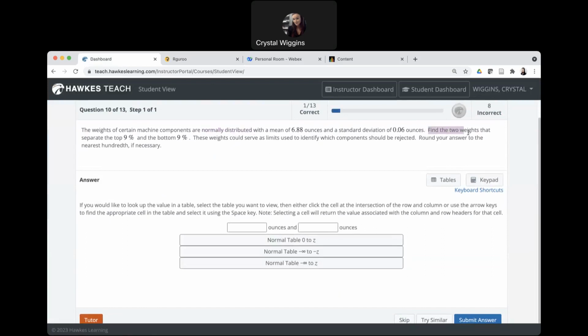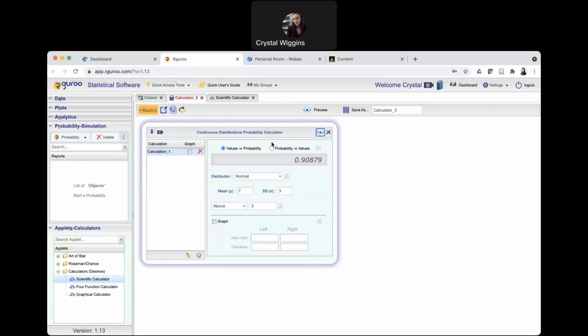Find the two weights. Okay, so notice it doesn't say find the values. That's because we're not working in the standard normal curve anymore, where Z represents a value and it doesn't have a unit. We're talking about actual application data sets, and in this data set, we're talking about weights of a certain machine component. So find two weights is another way of asking us to find the value. Before I do anything else, let's select the proper mode in our calculator.